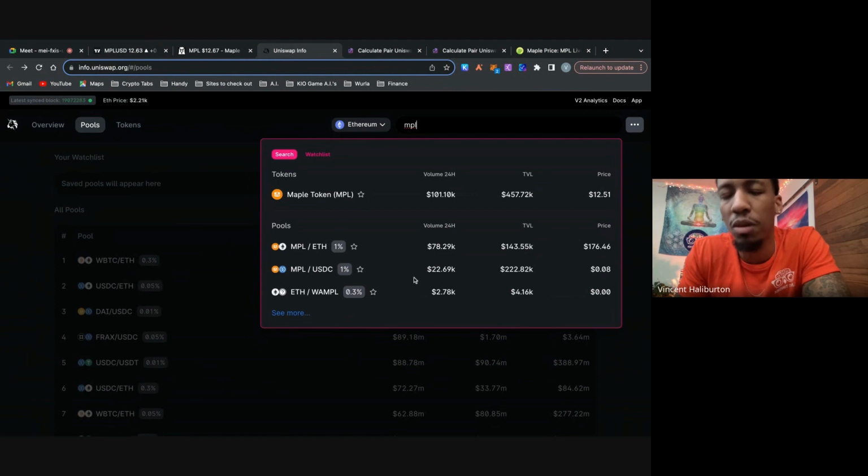Now, in our mastermind, we teach you to look for pools with high volume to TVL ratios, which means that you want the volume as close to or higher than the TVL as possible. So these are the top 2 pools, Maple ETH and Maple USDC. So these would be 2 pools that I'd be interested in doing.